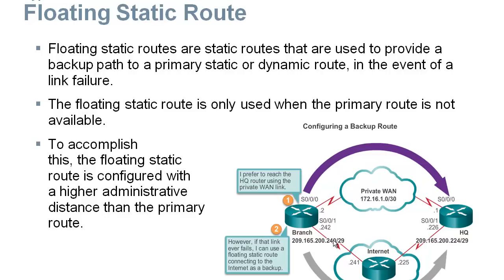So like in this case here, let's say I'm using EIGRP to go this way. So EIGRP has an administrative distance of 90. Then I put a static route here with an administrative distance of 91. Well, when this route goes down for some reason, then the static route would be used, or I'm sorry, the floating static route. So a floating static route is a static route where you change the administrative distance. They're typically used as backup routes in case something goes down.